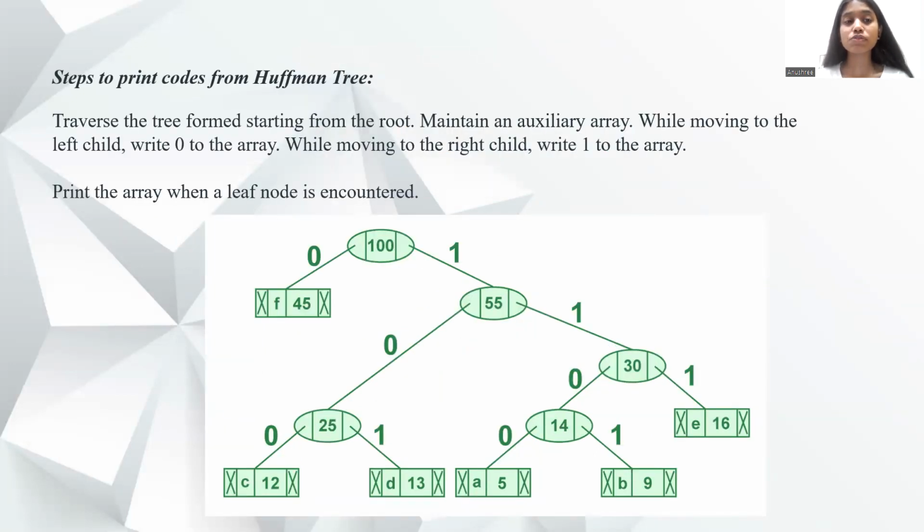Steps to print the codes from the Huffman tree. Traverse the tree formed starting from the root, and maintain an auxiliary array. While moving to the left child, write 0 to the array. We assign the value 1 for the right children and 0 for the left children. While moving to the right child, write 1 to the array. Print the array when a leaf node is encountered.